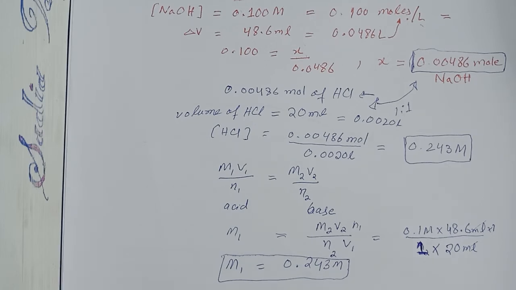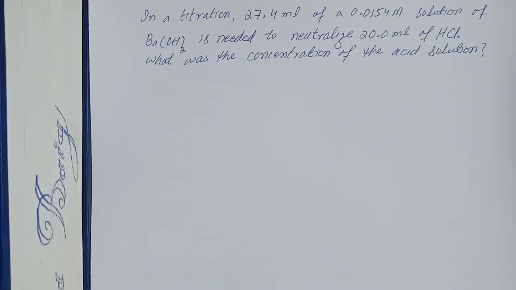Now let's discuss a titration problem. So here we have a titration problem which is asking the question: in a titration, 27.4 ml of a 0.0154 molar solution of barium hydroxide is needed to neutralize 20.0 ml of HCl. What was the concentration of the acid solution?